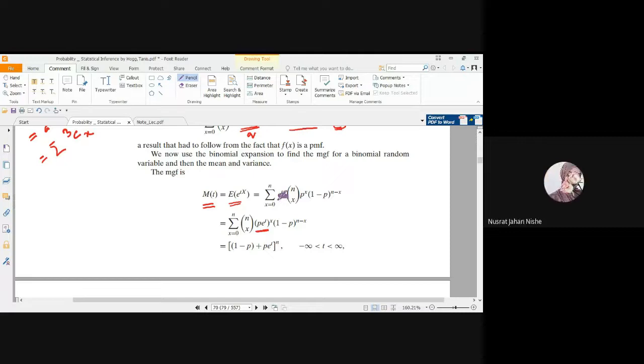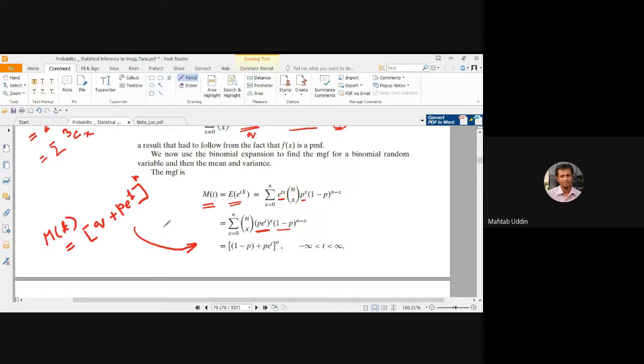Yes. Then according to the binomial theorem, once again, this is B, this is A. So (A plus B) to the power n. That is (1 minus p plus p e to the power t) to the power n. Sometimes we write this in this form: M(t) is equal to (q plus p e to the power t) whole to the power n. There is no problem at all. Now we have the moment generating function (q plus p e to the power t) whole to the power n.